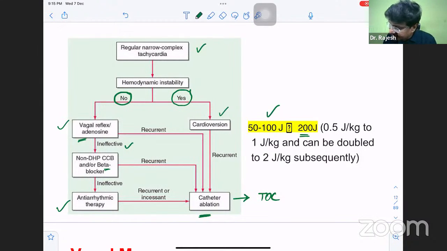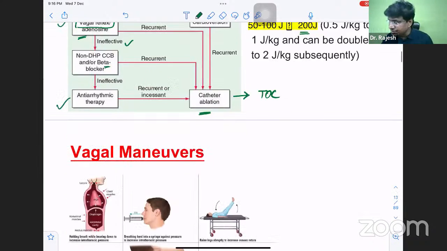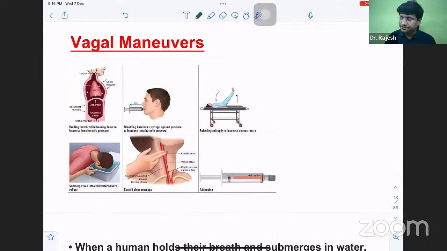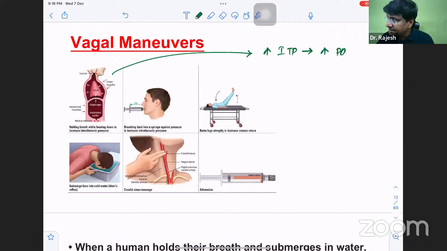Now, the first line treatment, what did we discuss? It is the vagal maneuvers. There are various methodologies of eliciting the vagal maneuvers. Basically, you need to increase the intrathoracic pressure. Once you increase the intrathoracic pressure, there will be an increase in the parasympathetic activity. Right? So how can you do that?